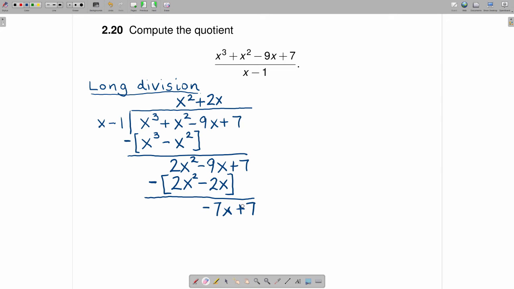Now the final step here is to ask the question, what do we multiply x minus 1 by to eliminate the negative 7x term here? And that answer is we multiply by a negative 7. So when you take negative 7 and multiply it by x minus 1, you get negative 7x plus 7.